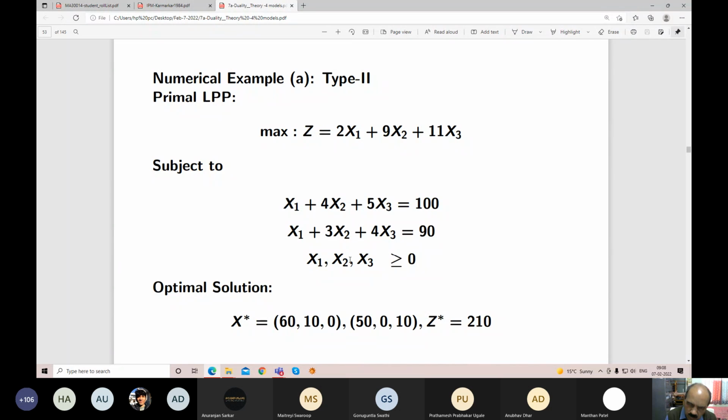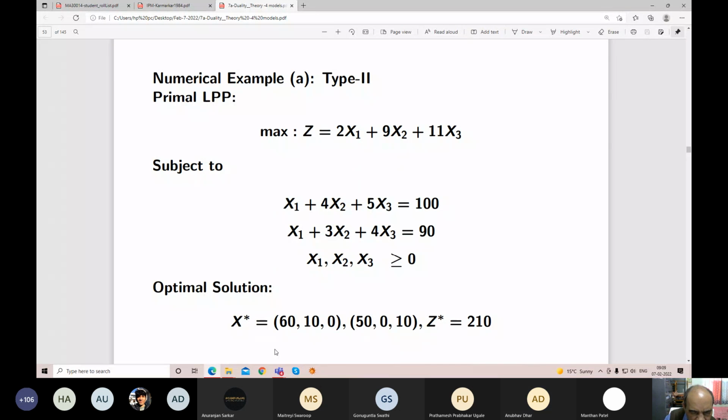So what will we do? First I am taking x3 equal to 0. If I set x3 equal to 0, the first equation becomes x1 plus 4x2 equal to 100. The second equation becomes x1 plus 3x2 equal to 90. So 60, 10 fulfills the first equation. Then is the second equation fulfilled or not? Yes, sir, fulfilled. All of x1, x2, x3 are non-negative.